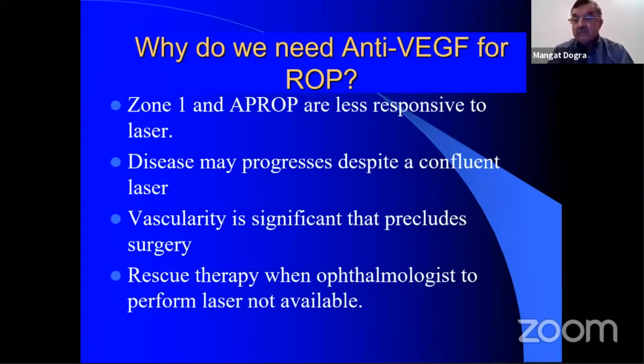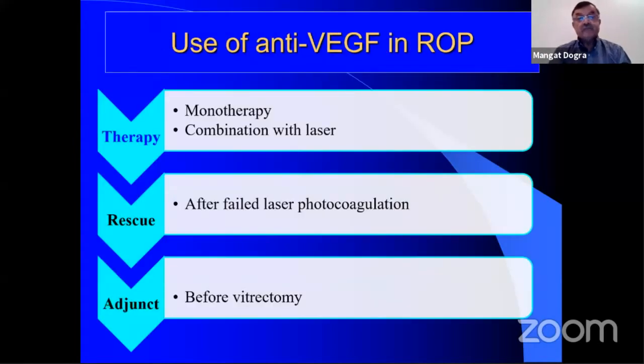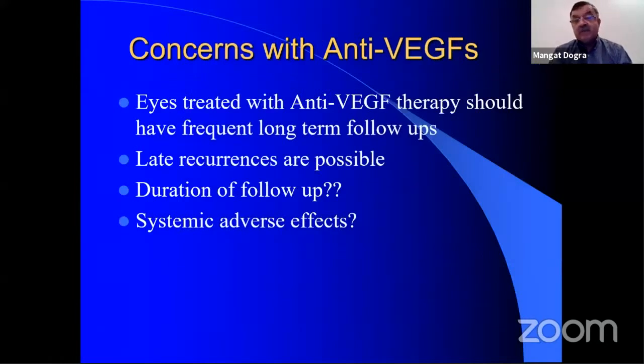And the rescue therapy, when an ophthalmologist to perform laser is not available, this is being used as an excuse by so many people just to give injection left and right, which should not be done. So this can be used as a monotherapy or combined with laser. I would say in many situations, we have to still combine it with laser. And after failed laser photocoagulation and before vitrectomy, I already mentioned, there are a lot of concerns with anti-VEGF, so we should not take it lightly.